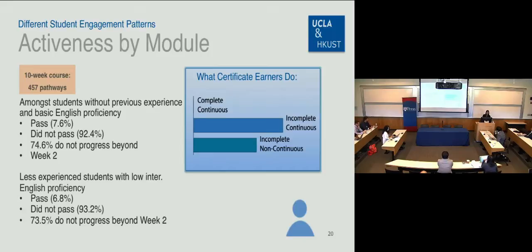And the less experienced students with low intermediate English proficiency was the same. So it's around the same numbers, so we can kind of see a pattern. That might have to do with language, it might have to do with course video lectures that are too text heavy. It could have to do with a lot of things like that that we can then weed out and look for.